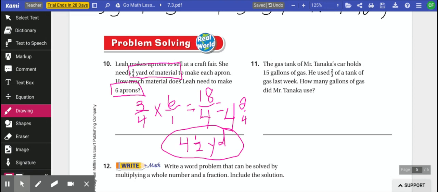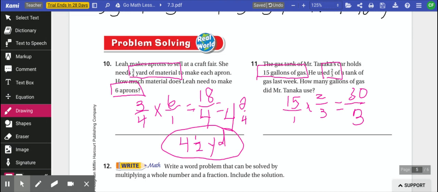The next one, Mr. Tanaka's car holds 15 gallons of gas. He used 2/3 of that. How many gallons did he use? So he has 15 gallons. He used some of it, so times 2/3 of that amount. Okay. 15 times 2 is 30. 3 times 1 is 3.